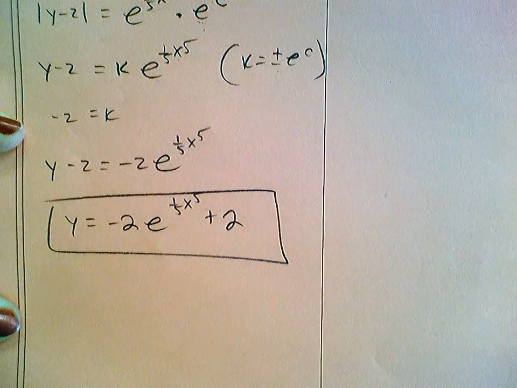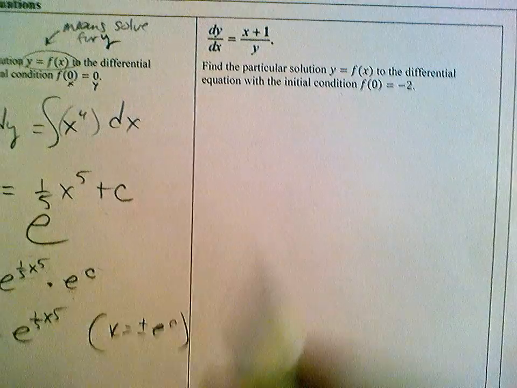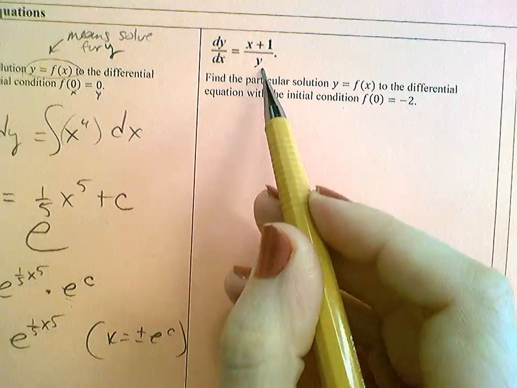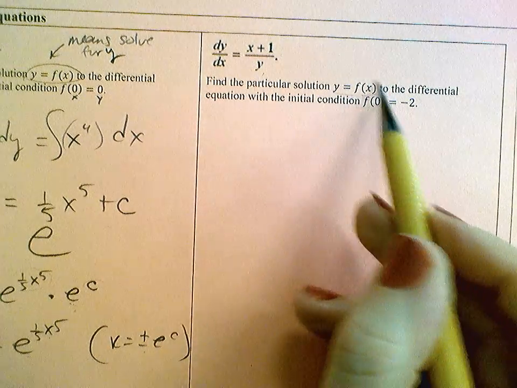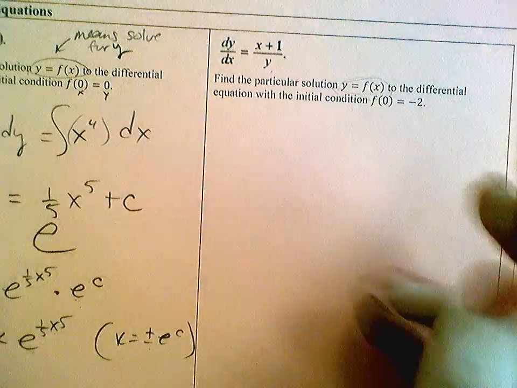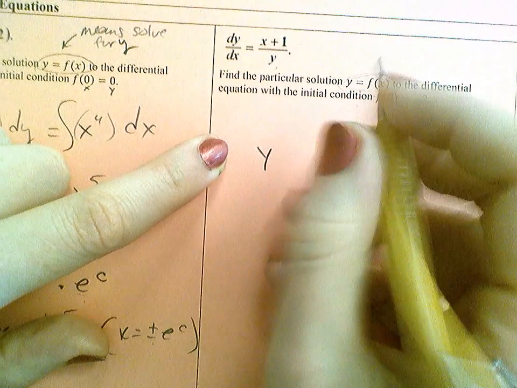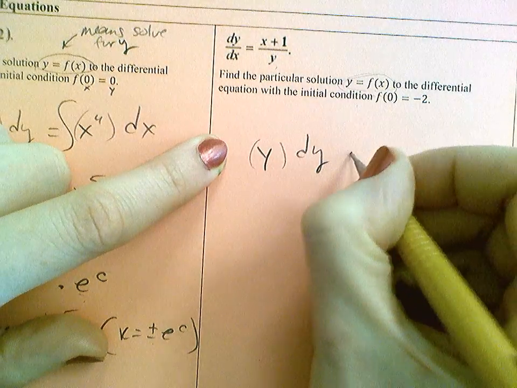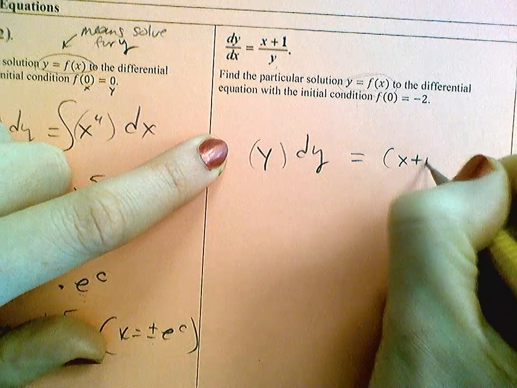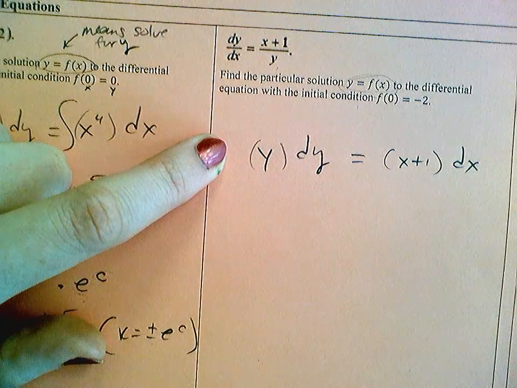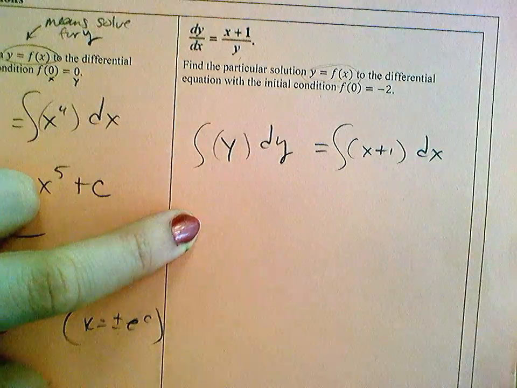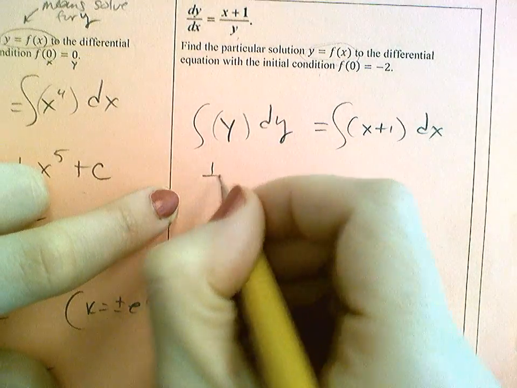Okay, I can squeeze in another. So this one here, again, find the particular solution to this differential equation, and they want it in this form, meaning that we have to solve for y. So I'm going to end up with this. And then I take the antiderivative of both sides.